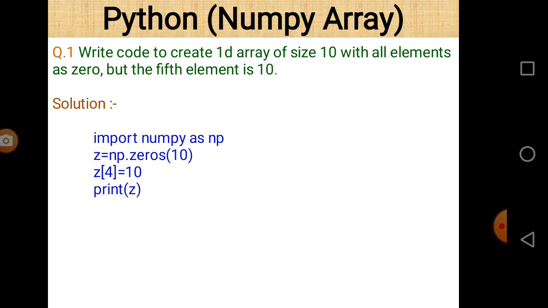And the third line is z[4] = 10. In this line the fifth element is replaced by 10. The fifth element is 0 and is replaced by 10 in line number 3. Index values start from 0, that's why for the fifth element we take z[4] here, and line number 4 is print z, so that will print the one dimensional array created in the above lines. That is the solution of that question.